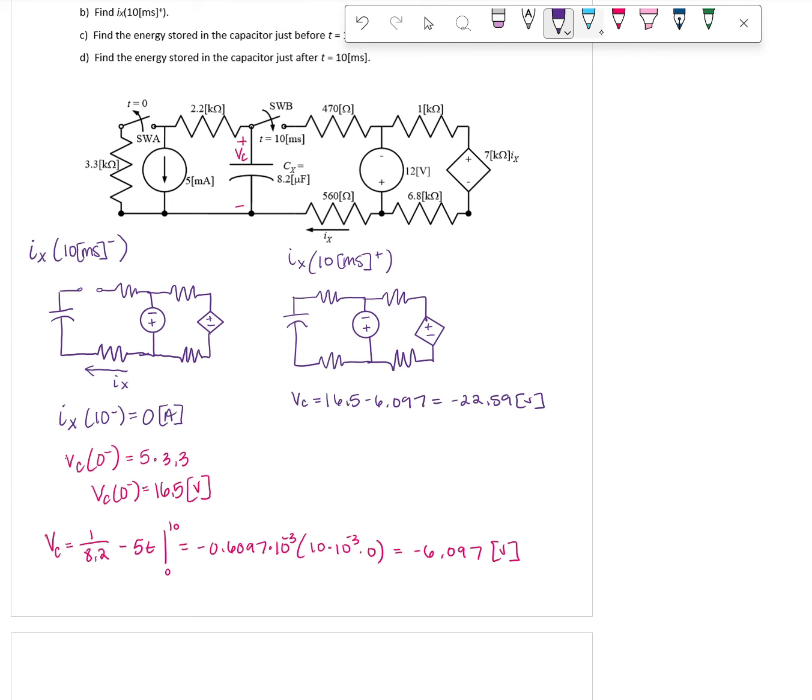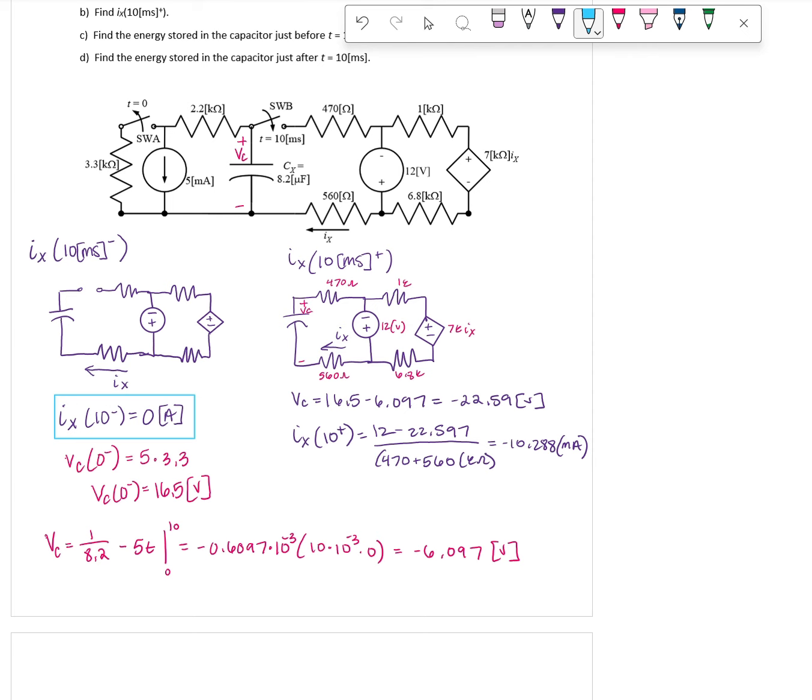So now that we solved for the voltage across the capacitor at 10 plus, we can solve for Ix at 10 plus. So this will be the voltages over the resistors. So we have 12 minus the capacitor voltage we found, over 470 plus 560. I accidentally wrote kilo ohms instead of just ohms, but after we do the calculations, you'll end up with negative 10.2888 milliamps. So 0 and negative 10.288 will be our Ix at 10 minus and 10 plus.